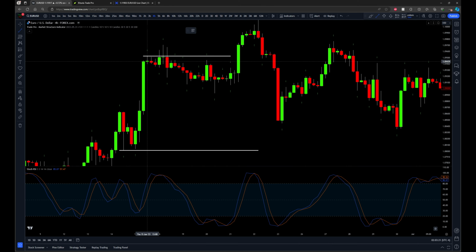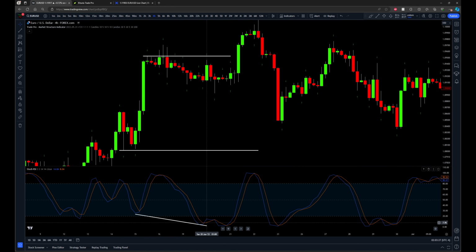And so we pull back a bit. And what do we do during that time? Well, we put in a hidden bullish divergence, reset stochastic RSI, right? So potential down here. But what do we also get?